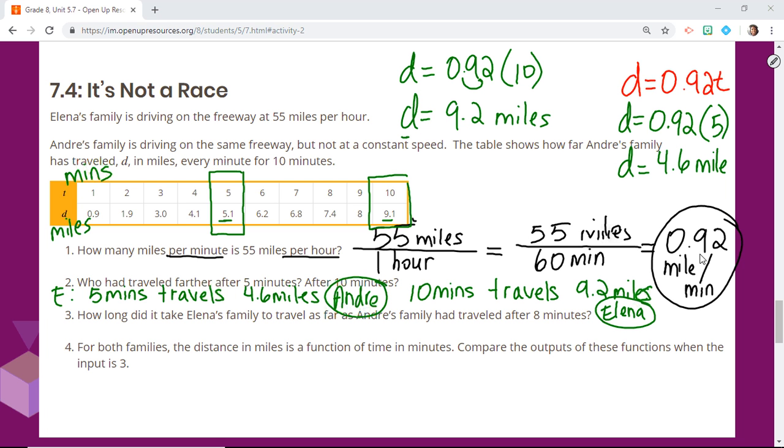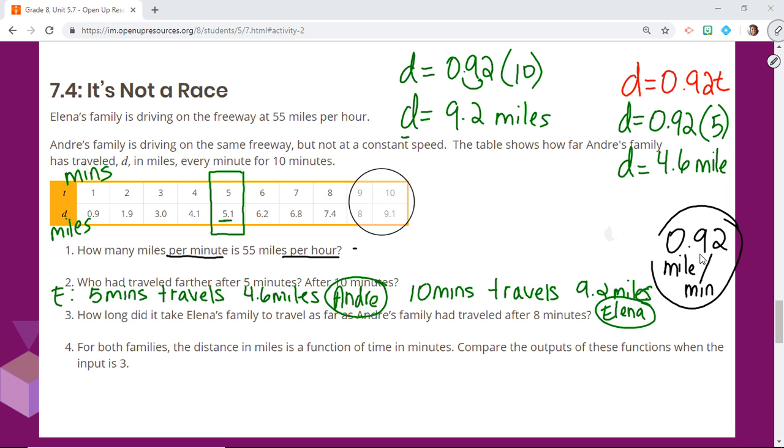All right, let's go ahead and look at question 3. How long did it take Elena's family to travel as far as Andre's family had traveled after 8 minutes? Well, to answer that question, we need to figure out how far Andre's family has traveled in 8 minutes. So let's go ahead and get rid of some stuff. How far did Andre's family travel in 8 minutes? Again, we're going to go back to our table. At 8 minutes, Andre's family has traveled 7.4 miles.